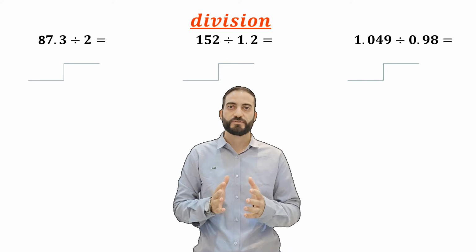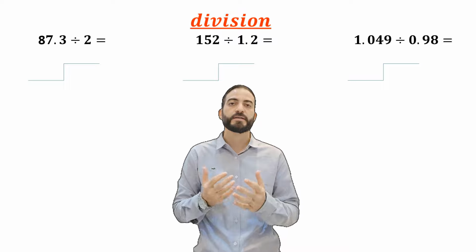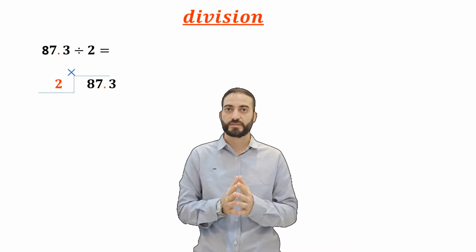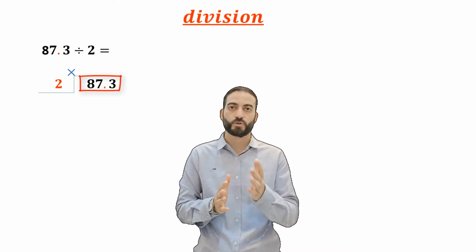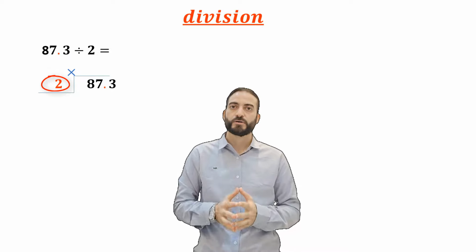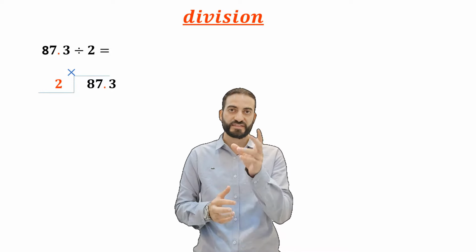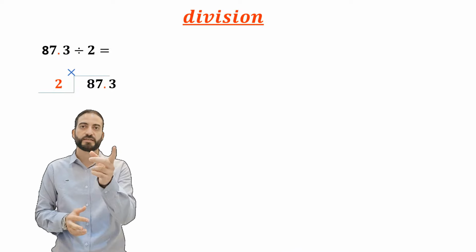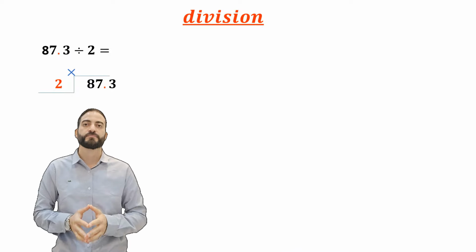Hello everyone, in this video we'll talk about division by a decimal number. Here we have 87.3 divided by 2. We notice that in the dividend there is a point, but in the divisor there is no point. In this case, when we do not have a point in the divisor, we divide normally. That is, we put the dividend and the divisor in their places.